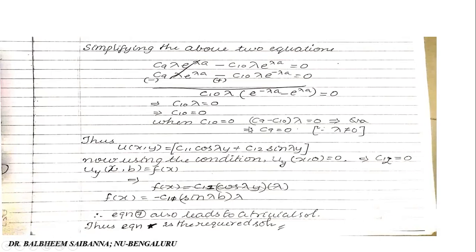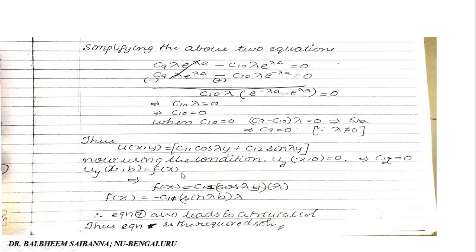When c10 is equal to 0, substitute into c9 minus c10 lambda is equal to 0. Then c9 times lambda is 0, and lambda is not equal to 0, so c9 is automatically 0. So thus u of (x, y), look here, already c9 and c10 are 0. The final solution is u of (x, y) is equal to c11 cos lambda y plus c12 sin lambda y. Now using the condition uy of (x, 0) is 0, c12 is 0.